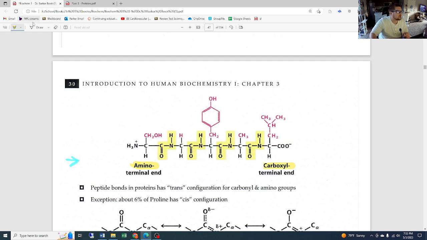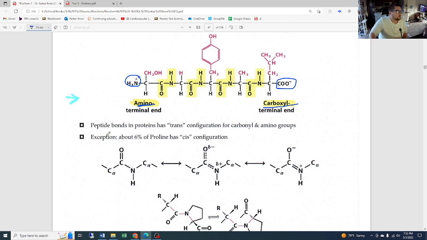The amino end, literally just saying that this right here, HCN, our ammonia, is our amide group, which is going to be our amino terminal end, versus our carboxyl, COO-, is our carboxyl terminal end, and we build going that way. So the peptide bonds in protein have a trans configuration for carbonyl and amino groups.